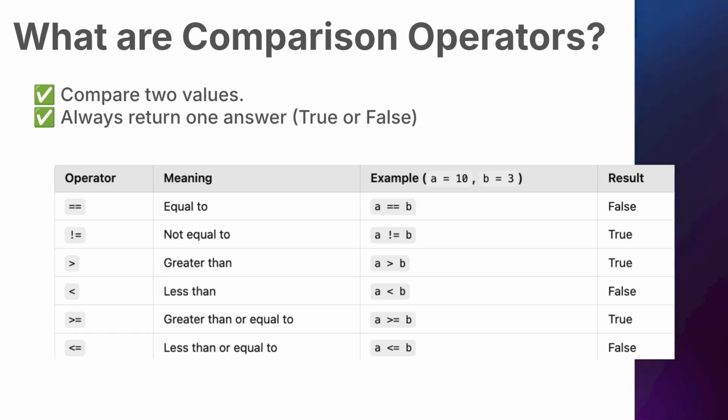Greater than or equal to. Checks if a is greater than or equal to b. True. Less than or equal to. Checks if a is less than or equal to b. False.